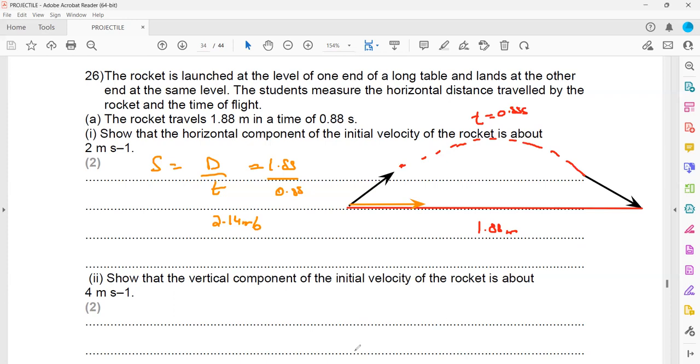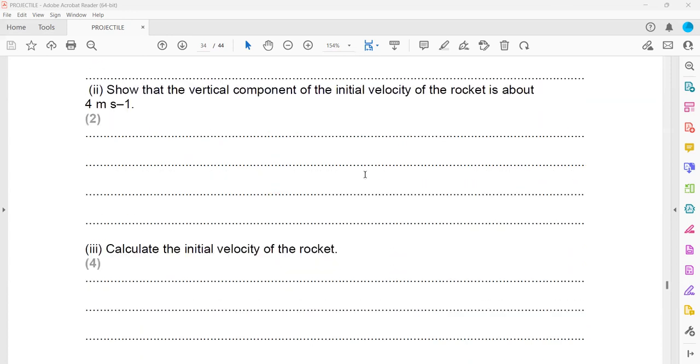Next, show that the vertical component of the initial velocity of a rocket is about 4.3 meters per second. Now, the vertical component. To get the vertical component, we will take half of its motion. It was taking 0.88 seconds. The rocket is launched, then it's coming down with the same horizontal and vertical. Horizontal we already worked out. So we'll take half of the motion.